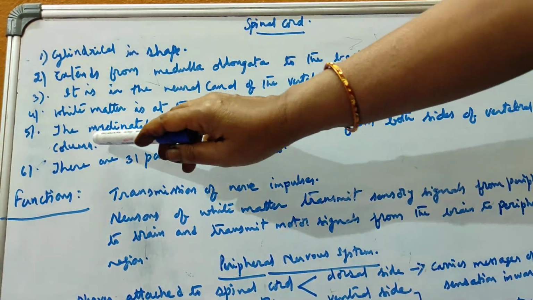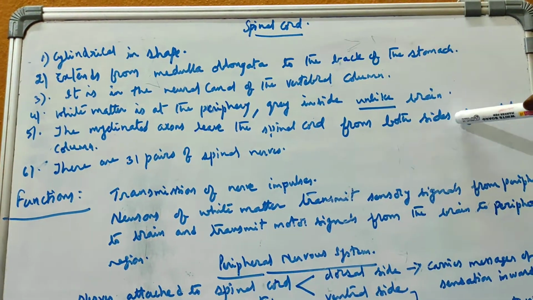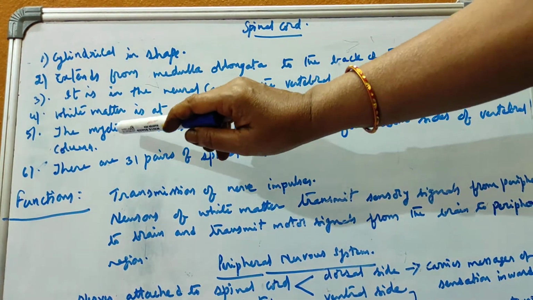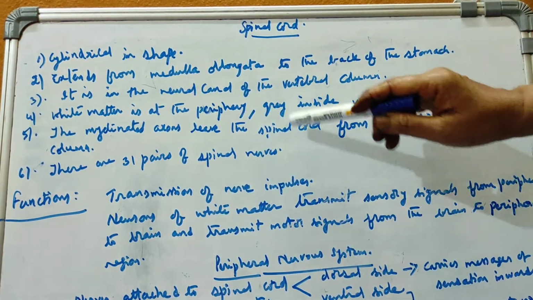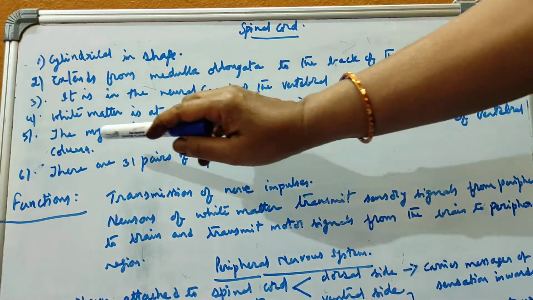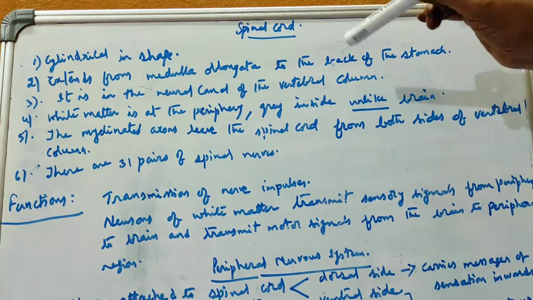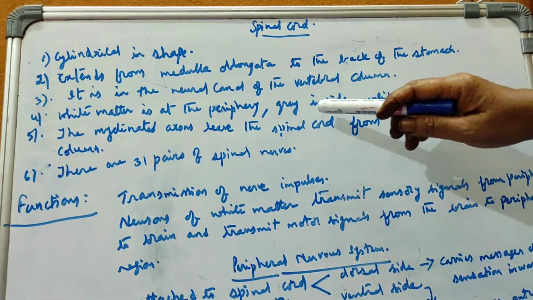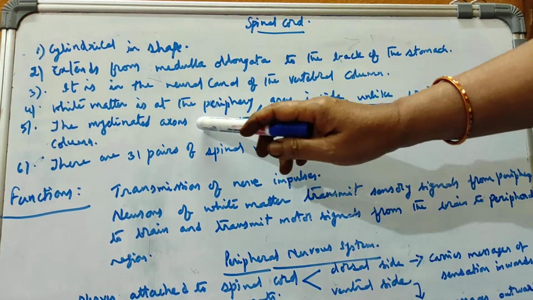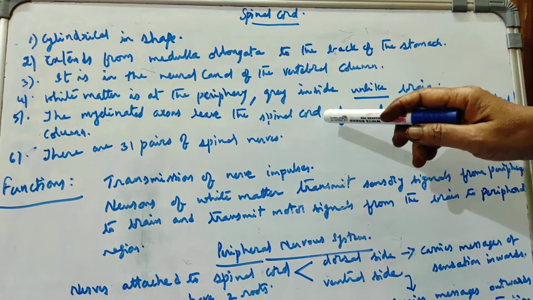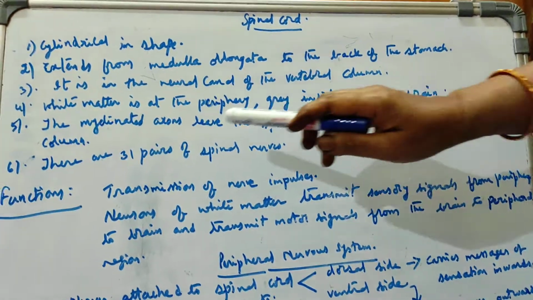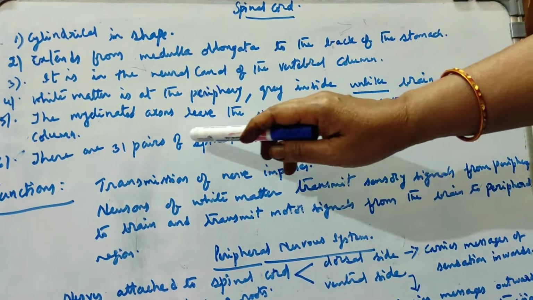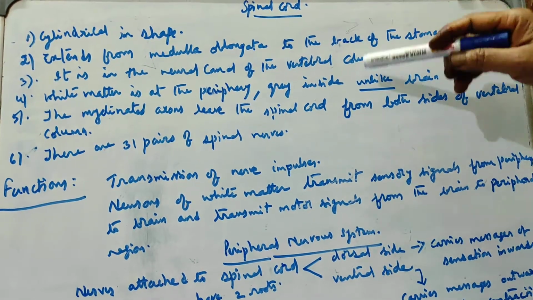The myelinated axons leave the spinal cord from both sides of the ventral columns, whereas in the brain, myelinated axons leave from the middle of the brain. So there it occupies very little space, whereas here they occupy much more space, from both sides of the vertebral column. And there are 31 pairs of spinal nerves, whereas cranial nerves are 12 pairs.